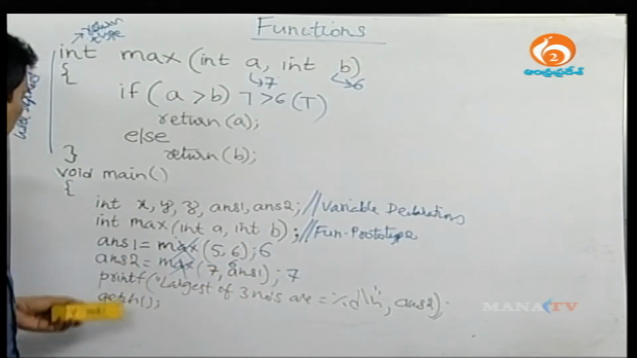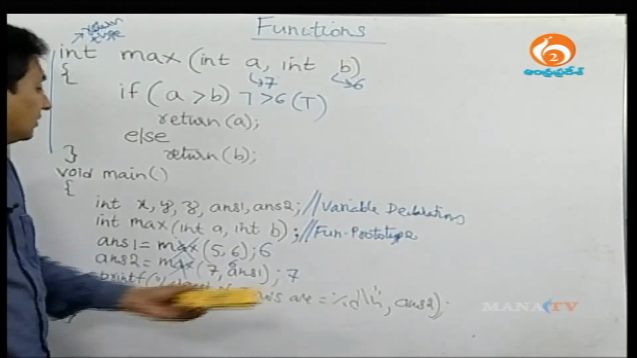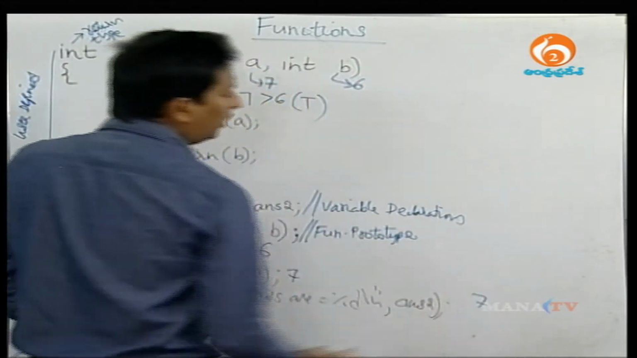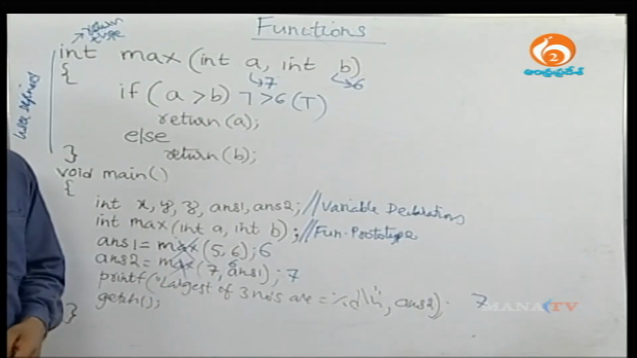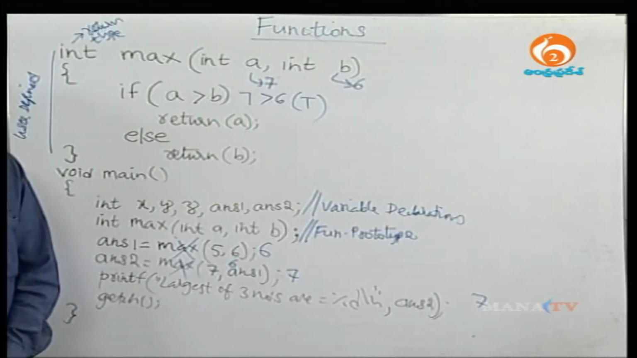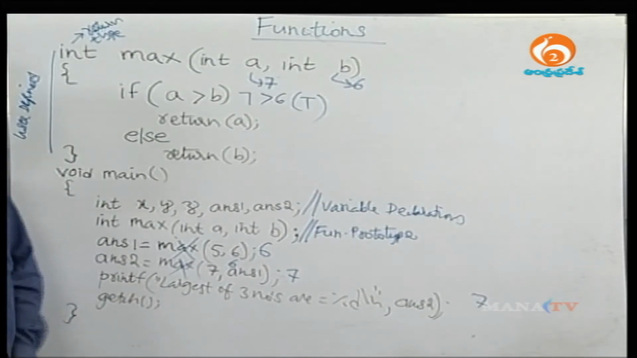Okay. So printf largest of 3 numbers, answer 2. Answer 2 means 7 will be the output. 7 will be the output here. This is to find out the largest of 2 numbers.